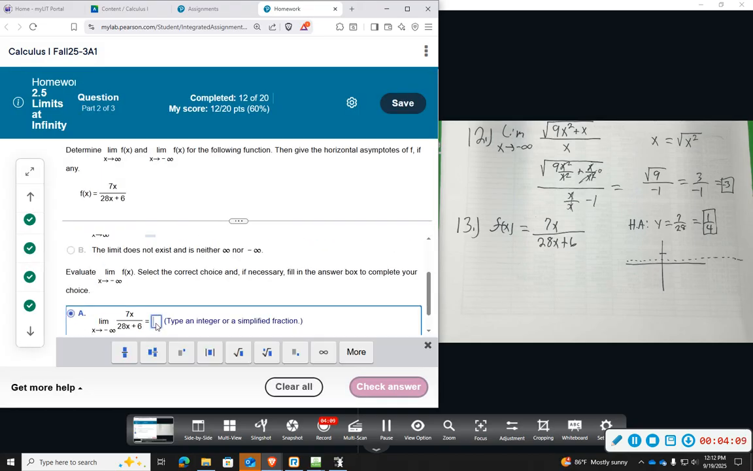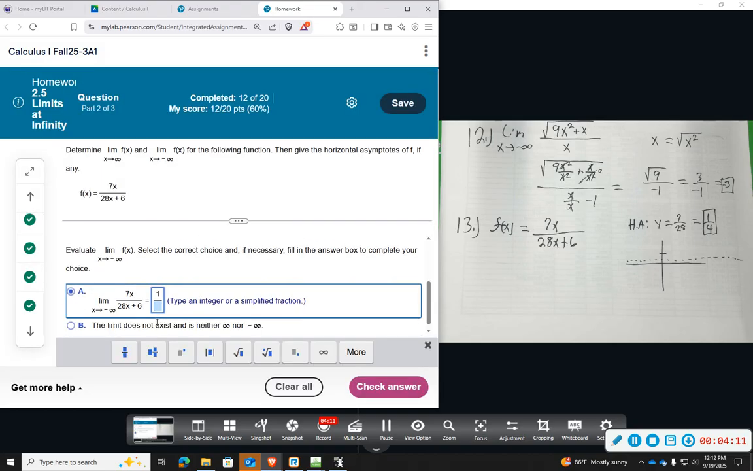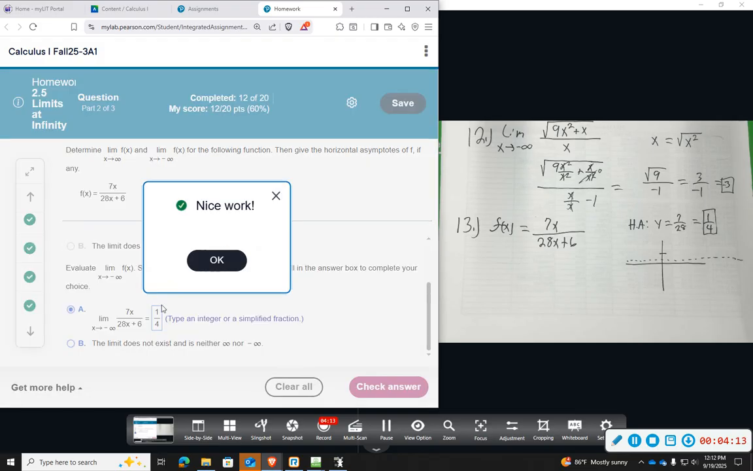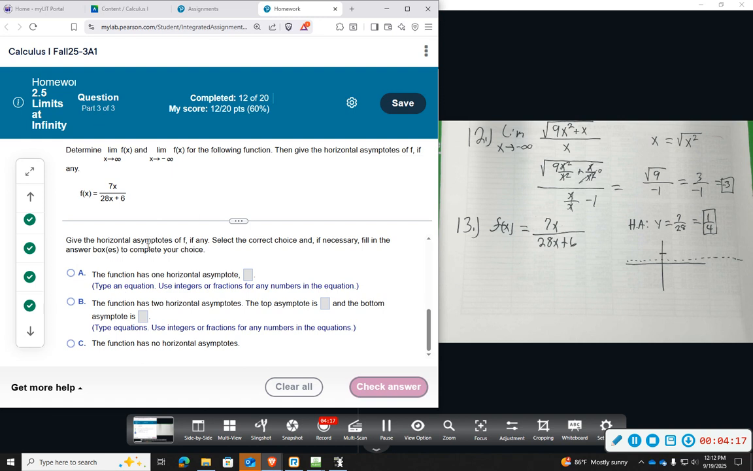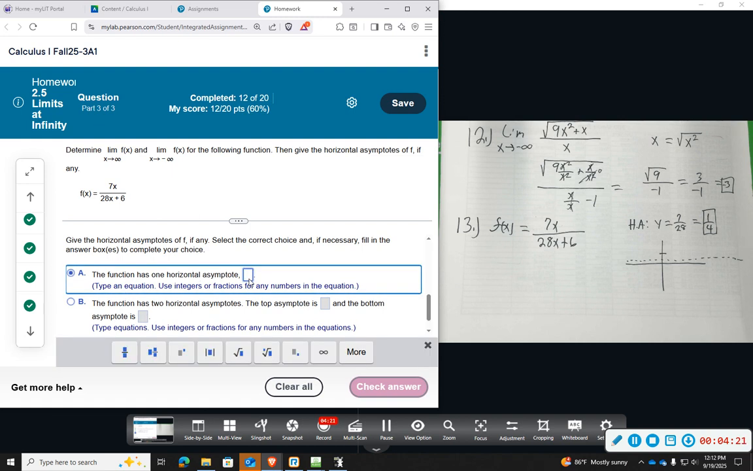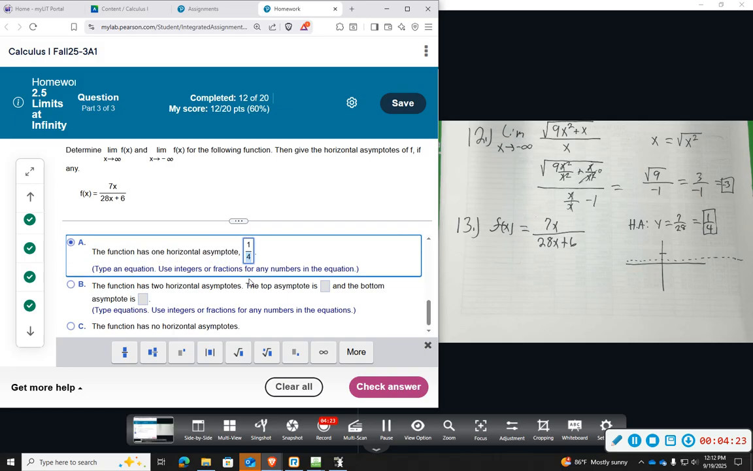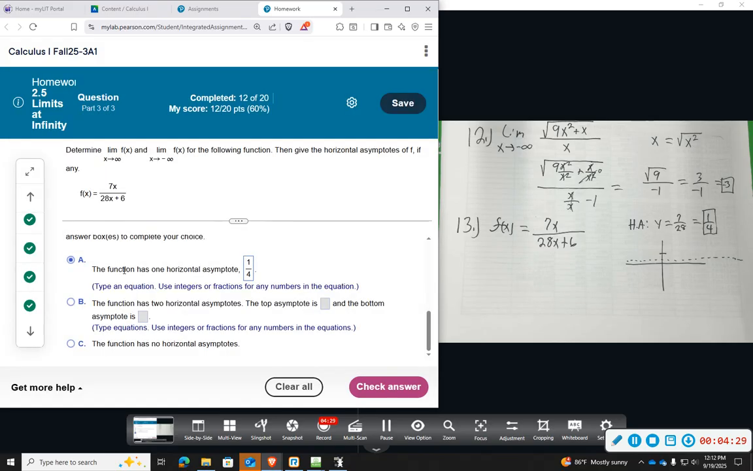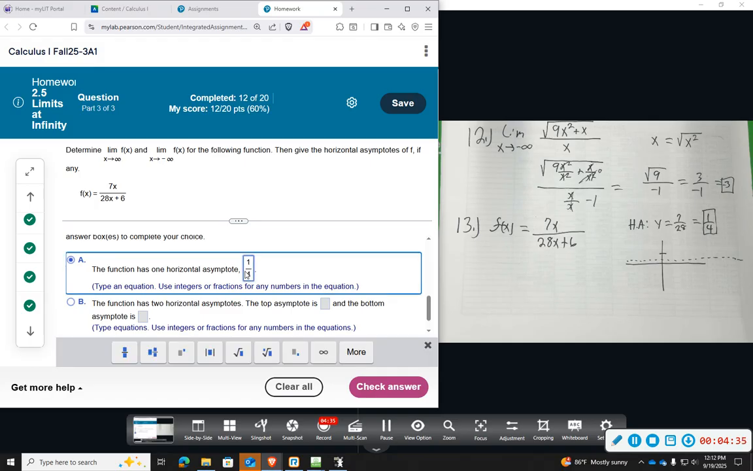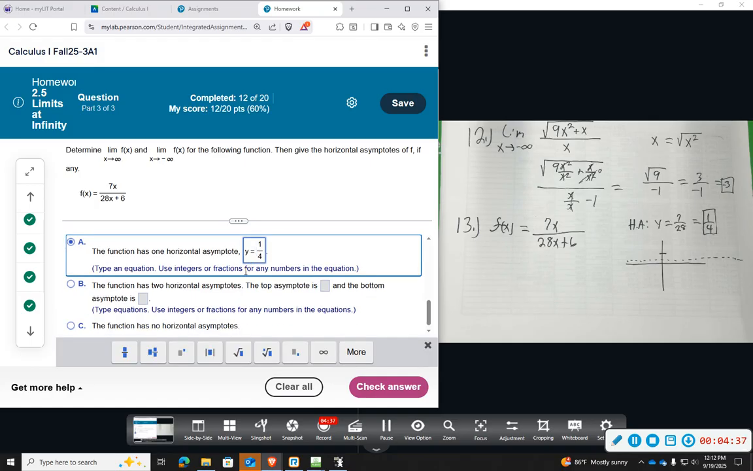Even when you go to negative infinity, and the asymptote 1/4. Sorry. I'm going to write it in an equation form. Y equals 1/4.